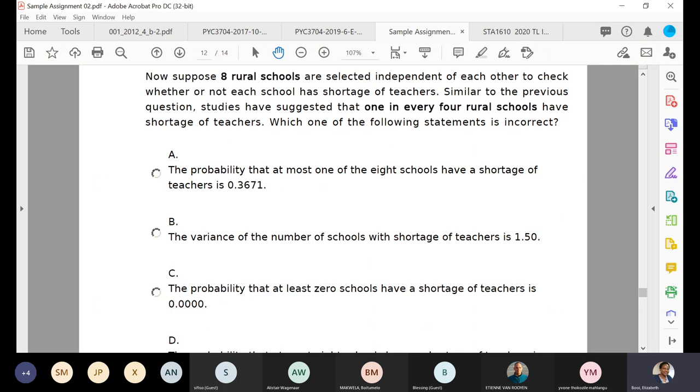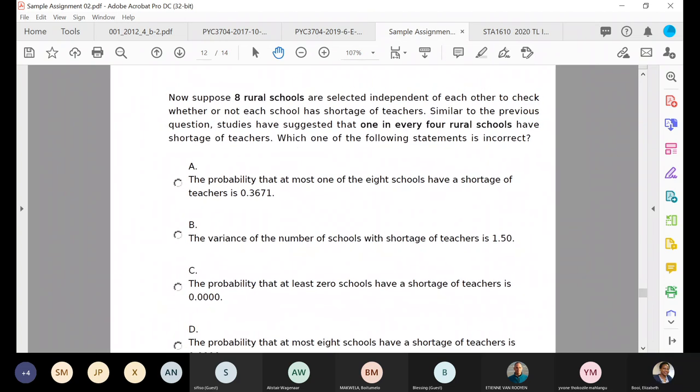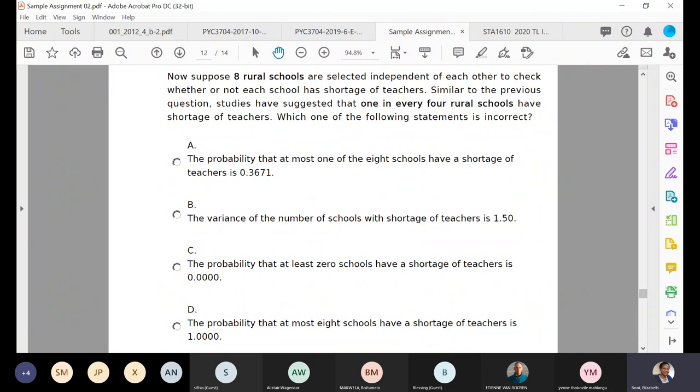Okay, the next one. Suppose 8 schools are selected. So our n on this one is 8. 8 schools are selected independent of each other to check whether or not the school has a shortage of teachers. Similar to the previous question, it has suggested that 1 in every 4 schools has a shortage of teachers. So we know that our probability of 1 out of 4, which is 0,25, we are still going to use that, which is our probability of success.